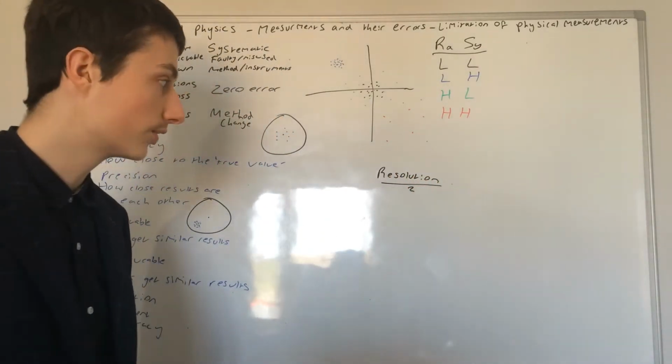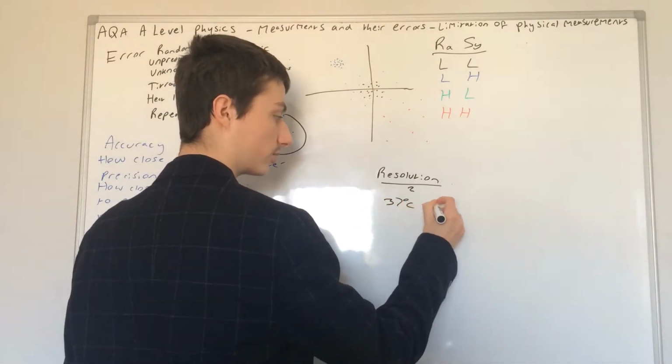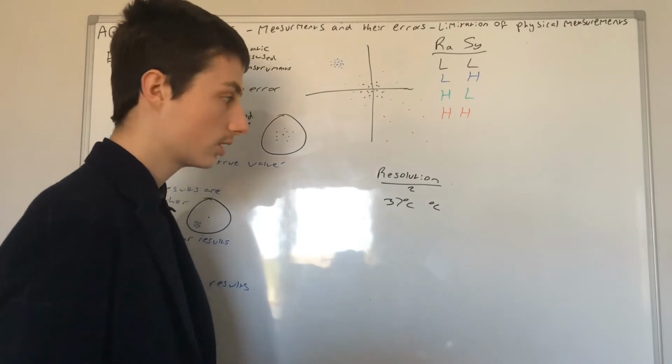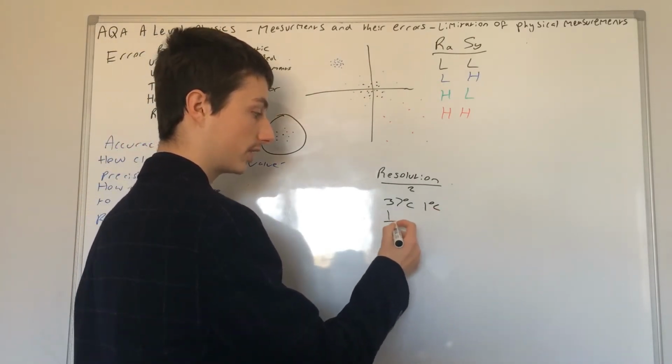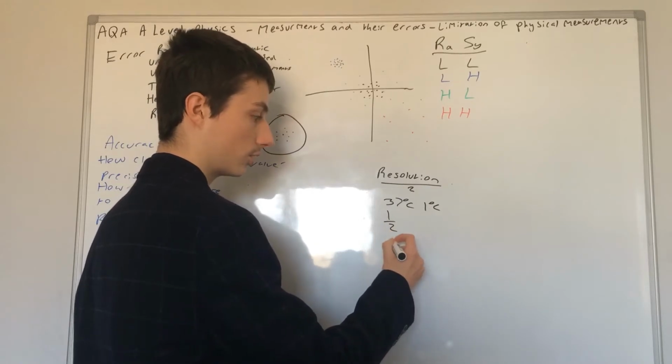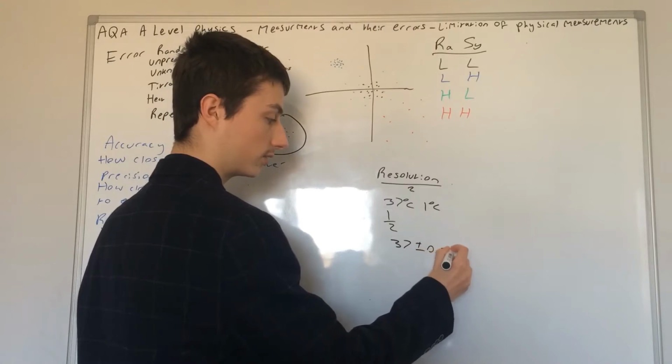Let's have an example of this. So we're measuring 37 degrees to the nearest degree Celsius. Now, the degree Celsius is the resolution, so we divide that by 2. So that means we have 37 plus or minus 0.5 degrees Celsius.